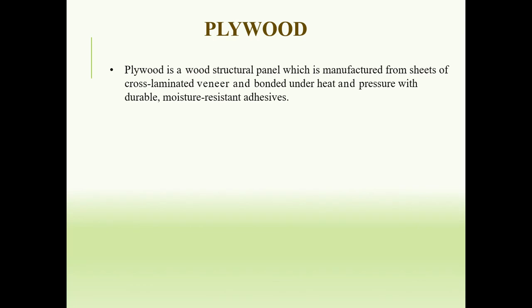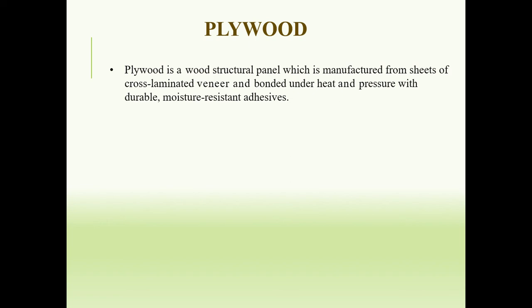So the first one is plywood. I think you have observed plywood sheets. Generally it's a wood structural panel which is manufactured from sheets of cross laminated veneers. Basically plywood is composed of a number of veneers which are placed and bonded together under high heat and pressure with good, durable and moisture resistant adhesives.